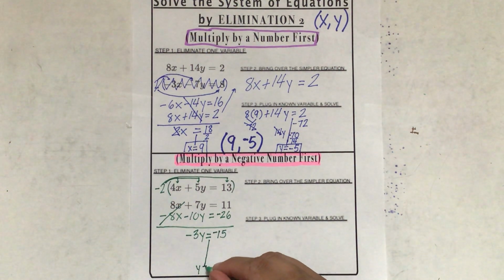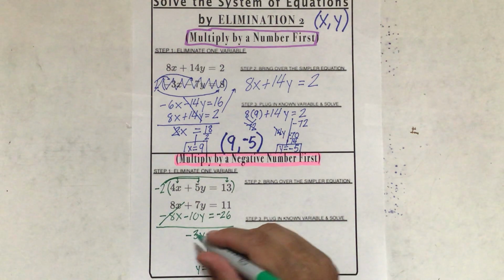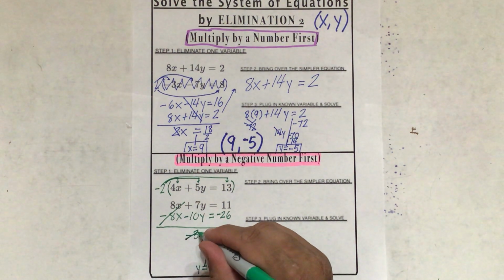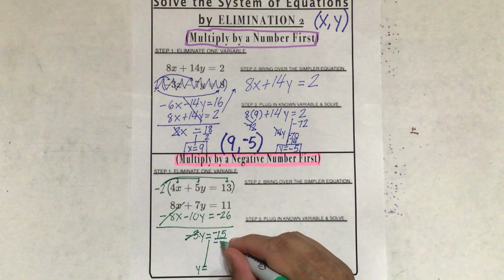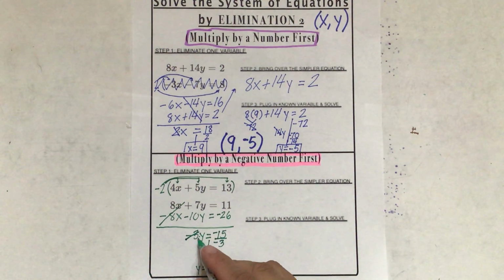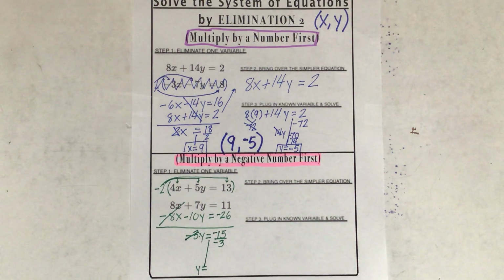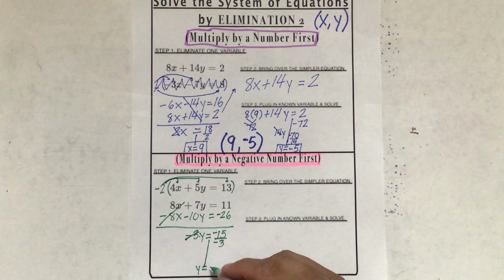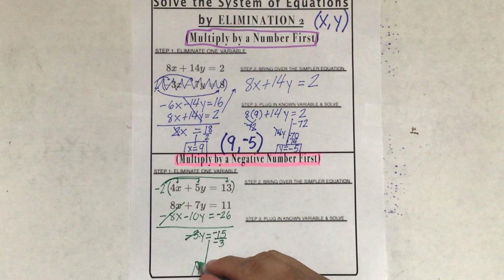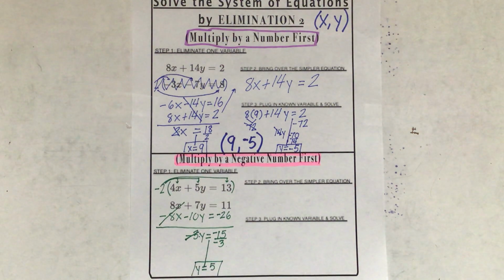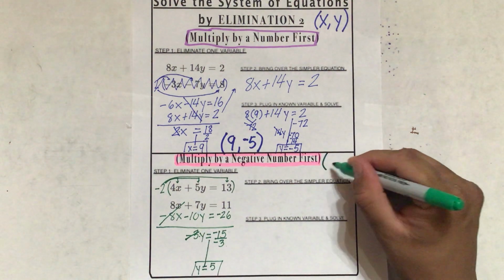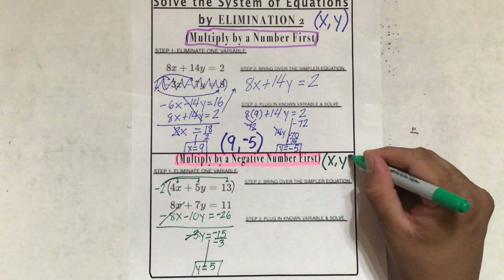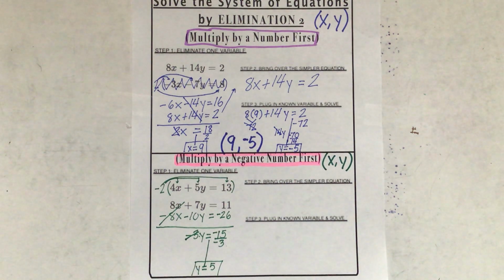My goal is to solve for y. So this is negative 3 times y. I'm going to cross out negative 3 and divide by negative 3, because the inverse of multiplying is dividing. A negative divided by a negative is a positive. 15 divided by 3 is 5. So I have my y. Remember, I want to find my x, comma, y. So I have my y already.